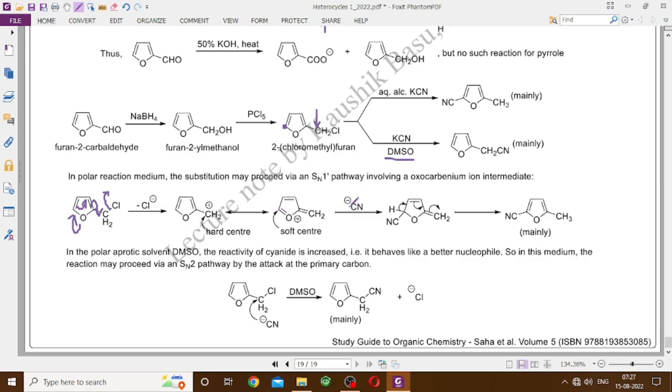Now cyanide, being the soft nucleophile, will choose to attack here, and the aromaticity will be regained, so that you may get the corresponding major product where cyanide is associated not with the side chain but at the aromatic ring. So the mechanism is SN1, the pathway is actually SN1 prime, because it is at the allylic position where the nucleophile has chosen to enter. So these two reaction outcomes are very different depending upon the polarity and nature of the medium.